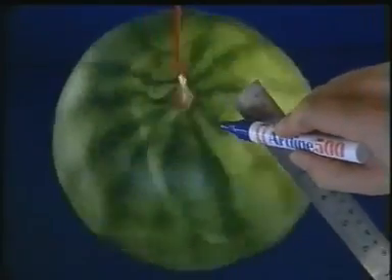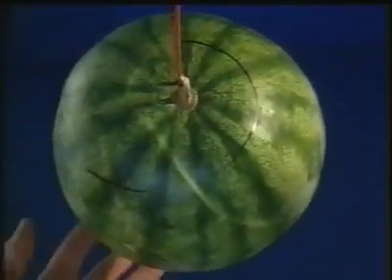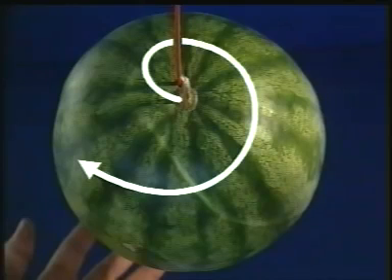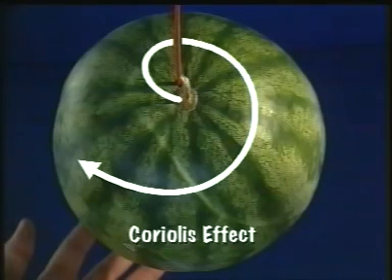By trying to rule a straight line on a spinning sphere, we can see what happens when the wind's momentum tries to take it straight to the equator. The Earth moves under it, and the path from the Earth's point of view appears curved. This is known as the Coriolis effect.